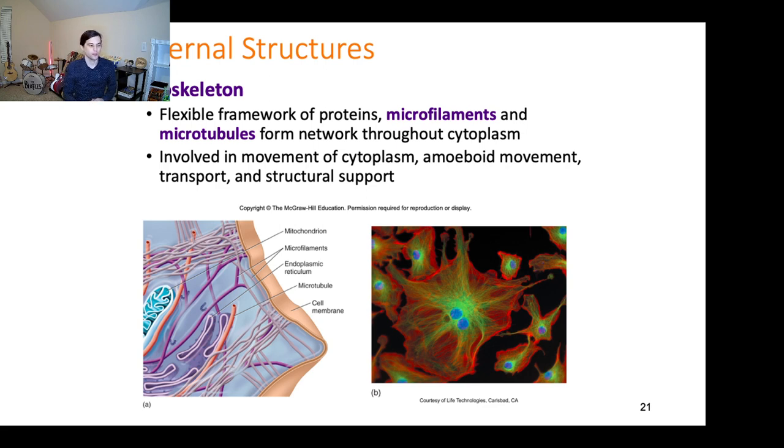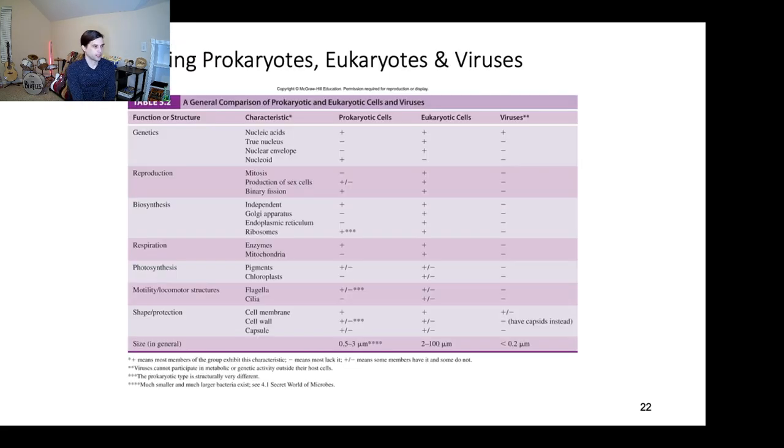And the cells can also use the cytoskeleton and manipulate it to move around. So things like amoeba, that's how they work. They move their cytoskeletons around, and that's how they ooze from place to place. So pretty neat things that the cytoskeleton does.